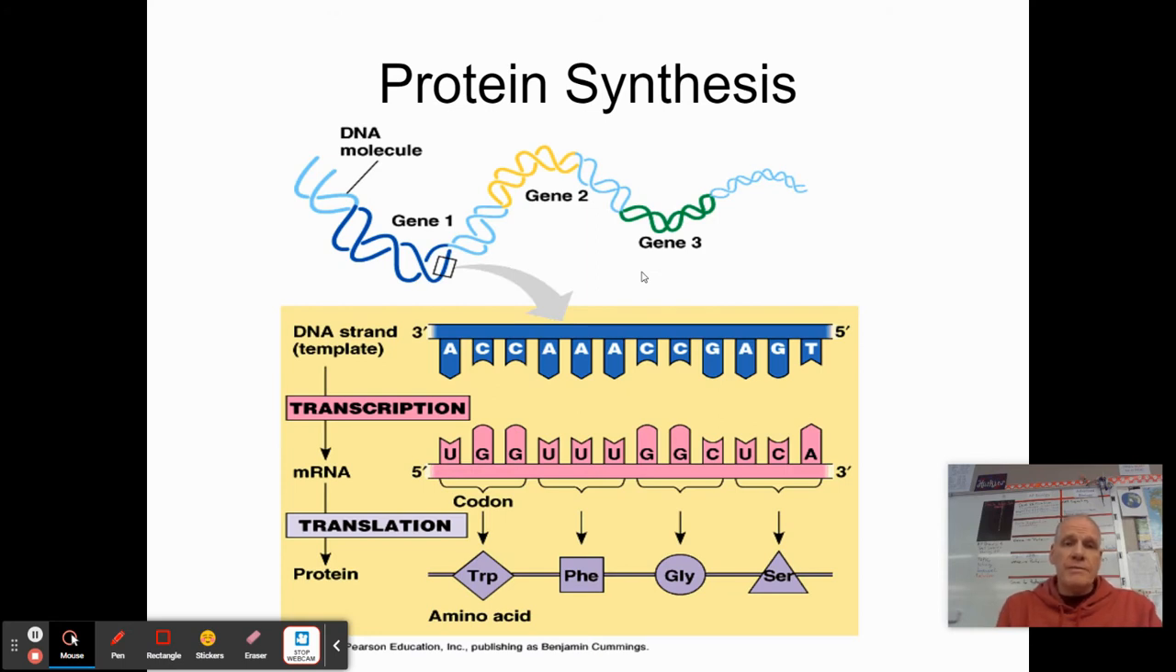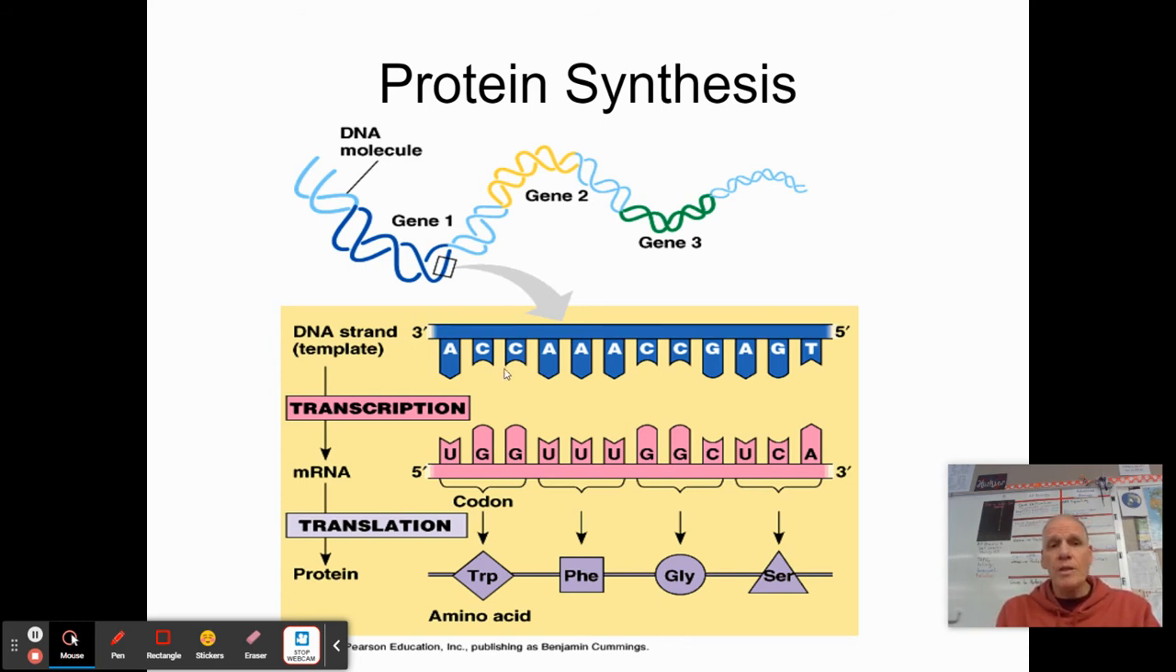So again, here's just another close-up view of that whole process of protein synthesis. We're looking at a single gene. You remember most mammals have anywhere between 20 and 25,000 genes. I think we as humans have somewhere around 22,000 genes. So in the process of protein synthesis, we're only going to be transcribing and translating one gene at a time.